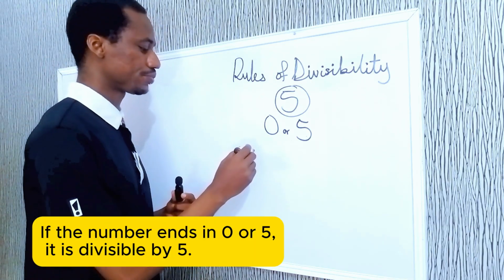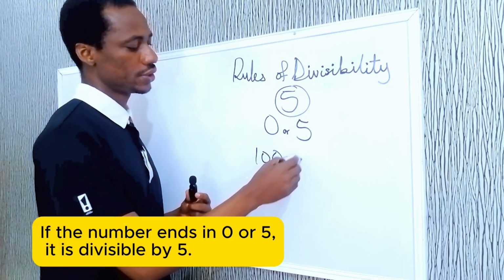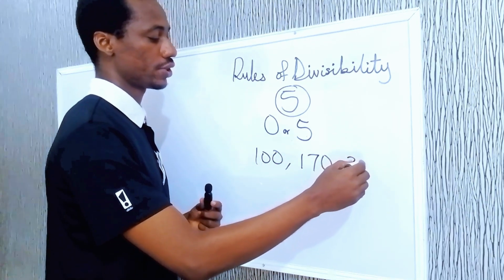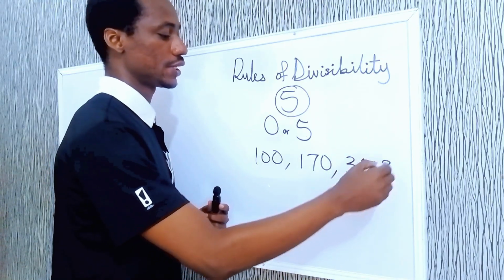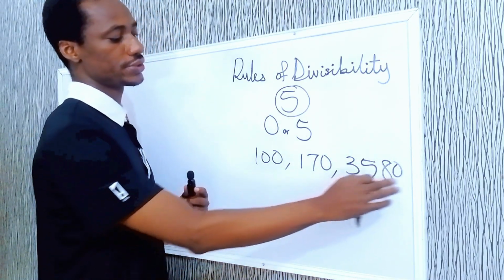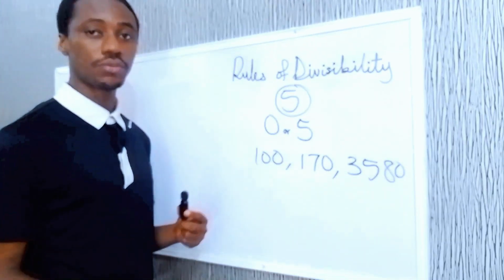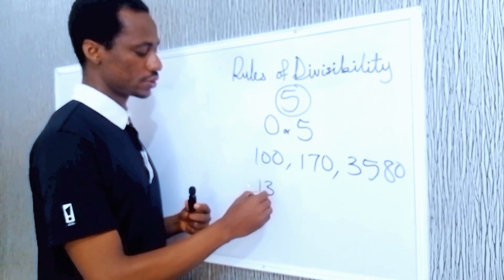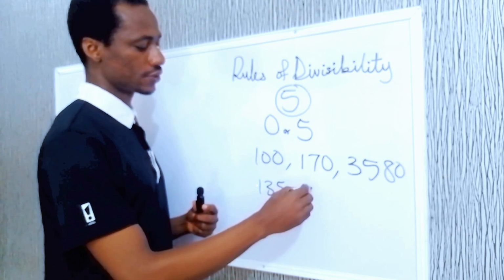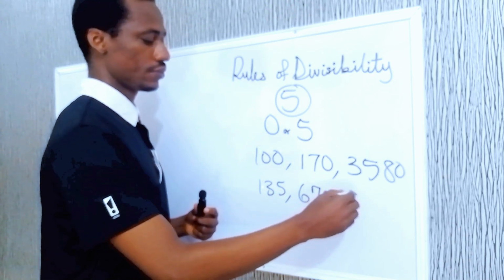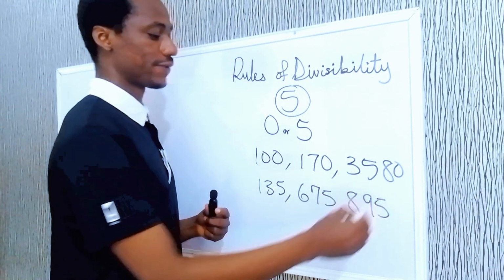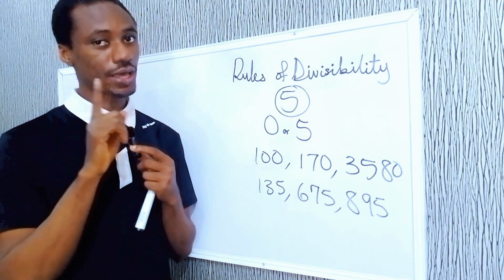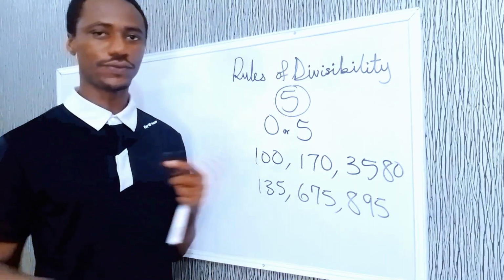So I have 100, I have 170, I have 300 or 3,580. Once the number ends with a 0, the number is divisible by 5. Or if it ends with 5, so if I have 135, 675, 895, okay, these numbers are divisible by 5. If it does not end with 0 or 5, then it's not divisible by 5.